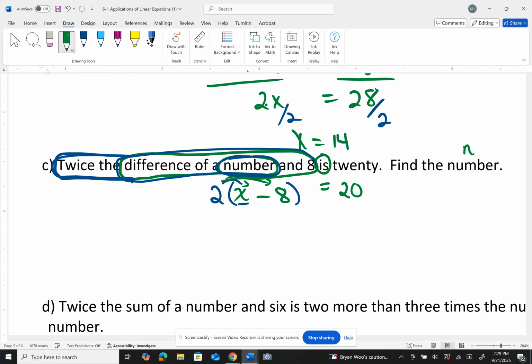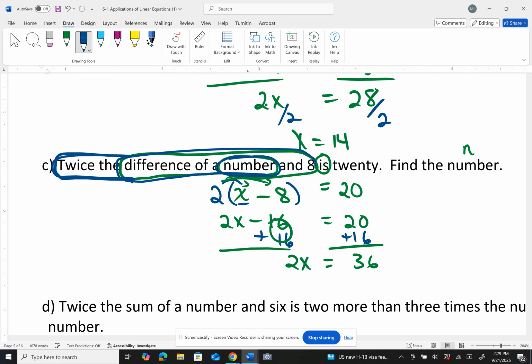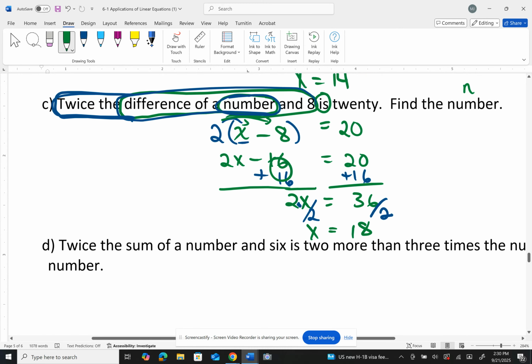So I need to distribute the 2 to get rid of the parentheses. Don't forget that means 2 times x, positive 2 times negative 8. And then I need to add 16 to get a 36 on that right-hand side. And that would equal, at this point, a 2x. And I need to get rid of the 2. So I'm going to divide by the 2 on both sides. And I get x equals 18. Okay. All right, let's try this guy.